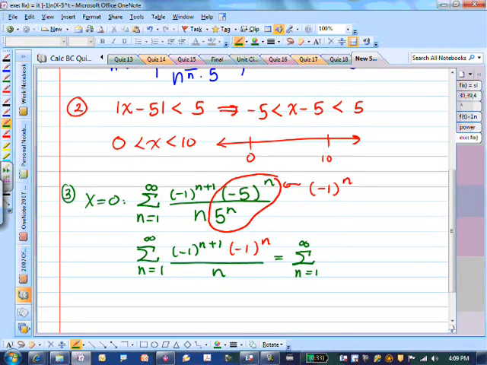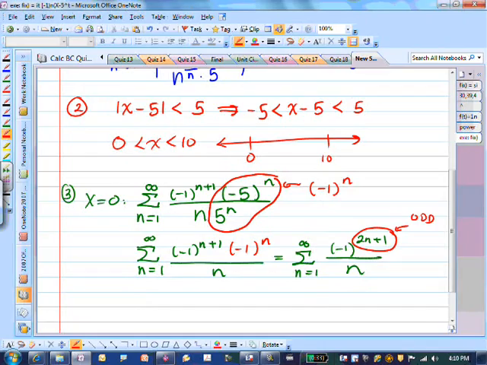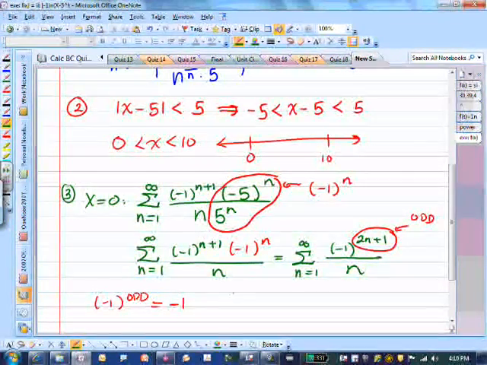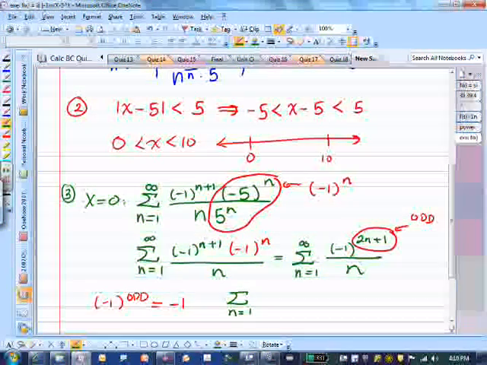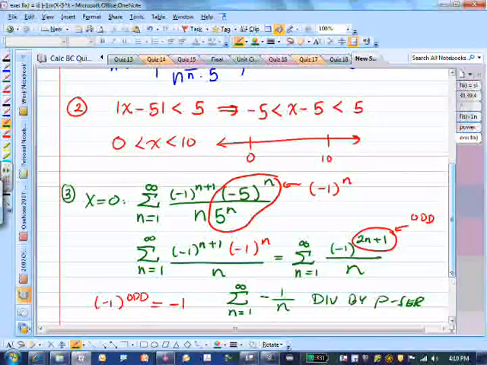If I combine the negative 1 base, it's going to be n plus 1 plus n, which is 2n plus 1, all over n. But notice this 2n plus 1 is always odd. Negative 1 to an odd power does not alternate. It's always negative 1. So what I actually have for a series here is sigma n equals 1 to infinity of negative 1 over n, which is not alternating. So this is actually divergent by the p-series test. If you need to see that again, just rewind the video and you should be okay.